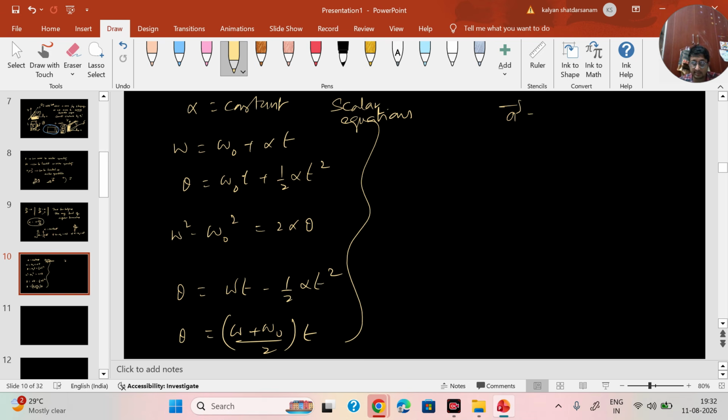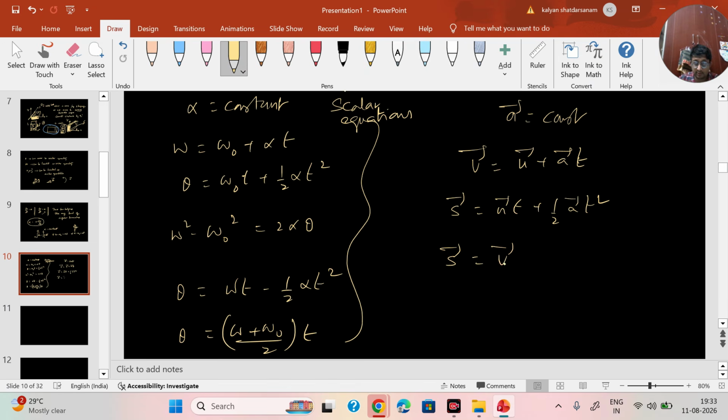For example, in linear kinematics, if I write a equal to constant, most of these are vector equations. V is u plus at, except the one where you have v square minus u square is 2 a dot s. That actually goes into work energy. Anyway, I'm just writing here s equal to ut plus half at square. Then you have s is v plus u by 2 into t. V plus u by 2 is average velocity if a is constant. If a is not constant, you can't say average velocity is v plus u by 2. You have to do integration.